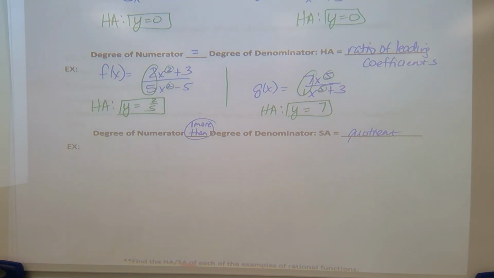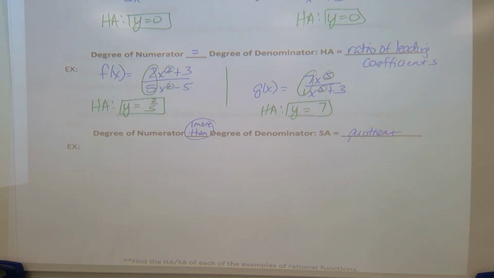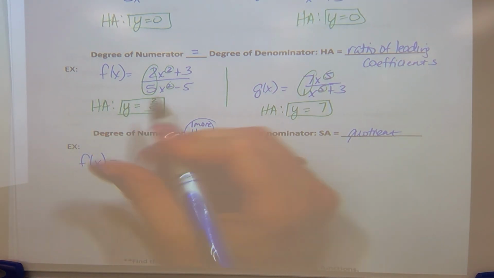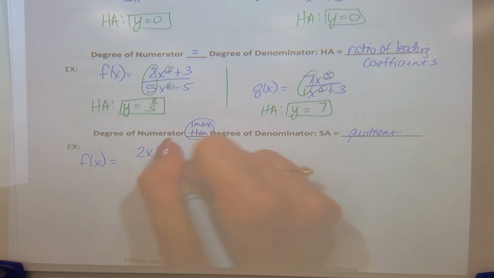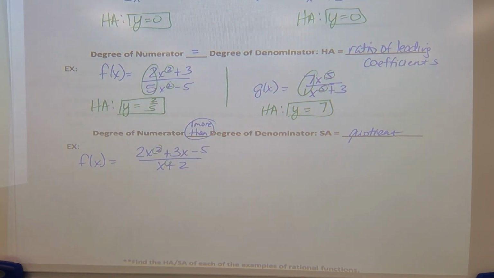Let's go back to our equations up here and look at what, oh no, don't do that. Let's do something where we can find a slant asymptote. Let me see if I have a good, oh, yep, here we go. Here's a good example. So we're going to do f of x is equal to 2x squared plus 3x minus 5 over x plus 2. When I compare the degree of the numerator to the degree of the denominator, I see that the degree of the numerator is 1 more. So I know I'm going to have a slant asymptote.